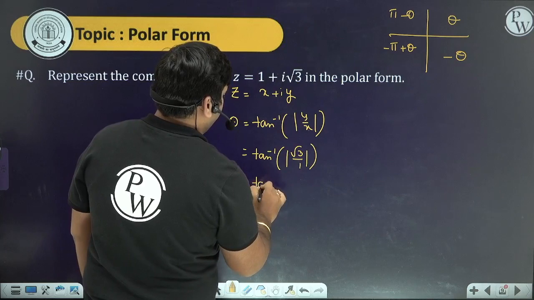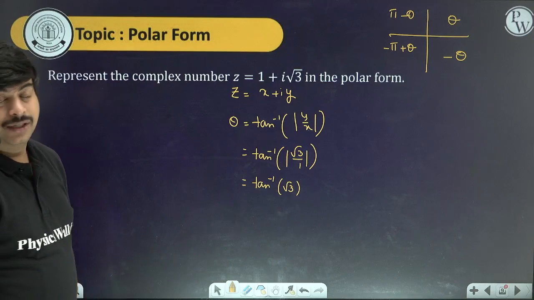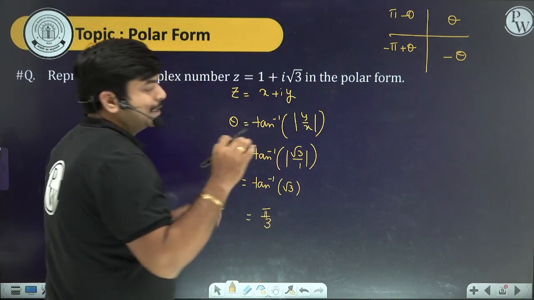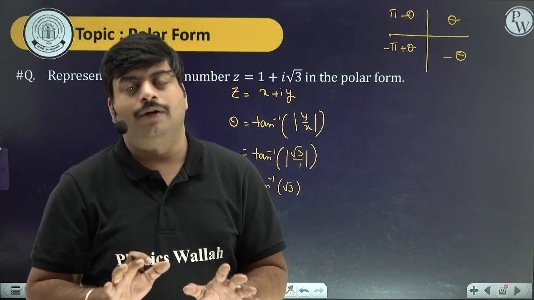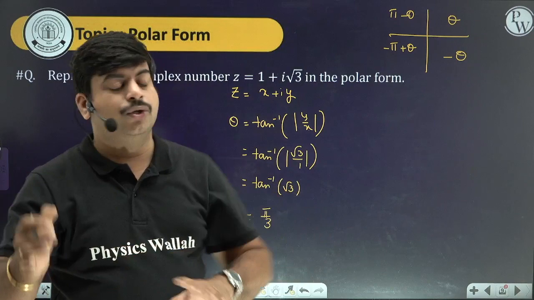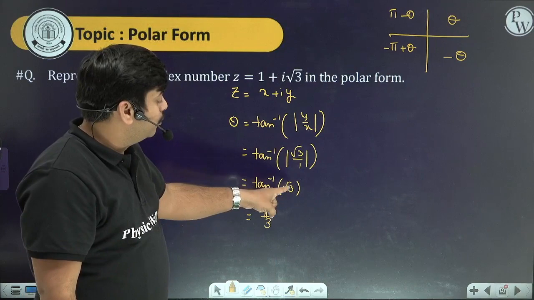Tan inverse of root 3. What is tan inverse of root 3? Where do you get tan root 3? That is at 60 degrees, pi by 3. Students, if you are not still aware of inverse trigonometry, don't worry. Whatever we will be discussing here is just the reverse of trigonometric functions. You know where we get root 3 in the tan function? At pi by 3.